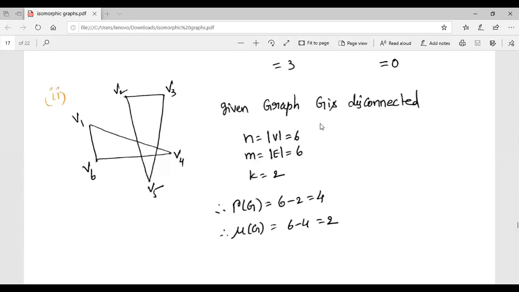G is disconnected. In this, how many vertices are there? 6 vertices with 6 edges. So m, the number of edges, is equal to 6. And how many components are here? 2 components. So k is equal to 2. The rank of a disconnected graph is n minus k. So n, the number of vertices, 6 minus k, the number of components, 2, is equal to 4. And the nullity of a disconnected graph is equal to m minus rho of G. Here m represents the number of edges, and the rank we found is 4. So 6 minus 4 is equal to 2. Okay.